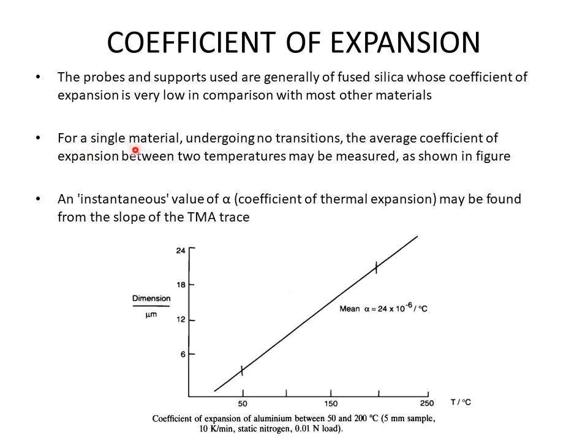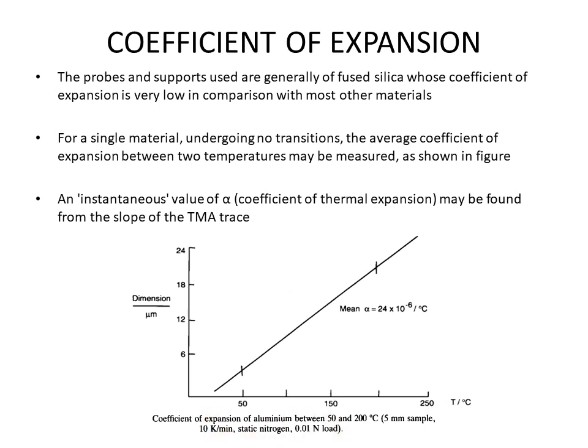For a single material undergoing no transition, the average coefficient of expansion between two temperatures may be measured, which is shown over here in the figure. So here is the TMA curve. The coefficient of expansion of aluminium is going to be measured here between 50 and 200 degrees centigrade, and here are the conditions of the whole process.